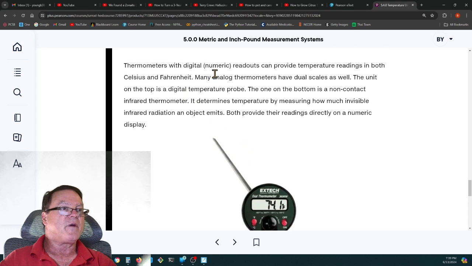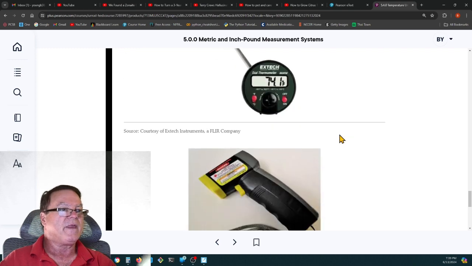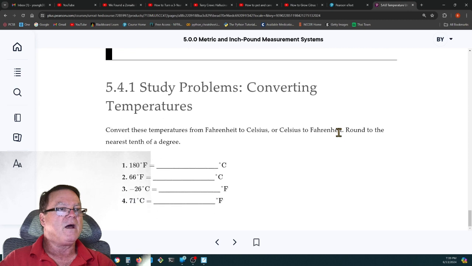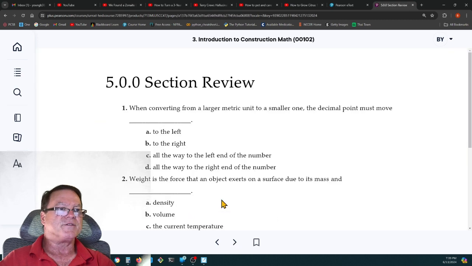Digital thermometers. Thermometers with digital readouts can provide temperature readings in both Celsius and Fahrenheit. Many analog thermometers have dual scales as well. The unit on the top is a digital temperature probe. Okay. Study problems. I'm going to leave those to you to do the conversions.